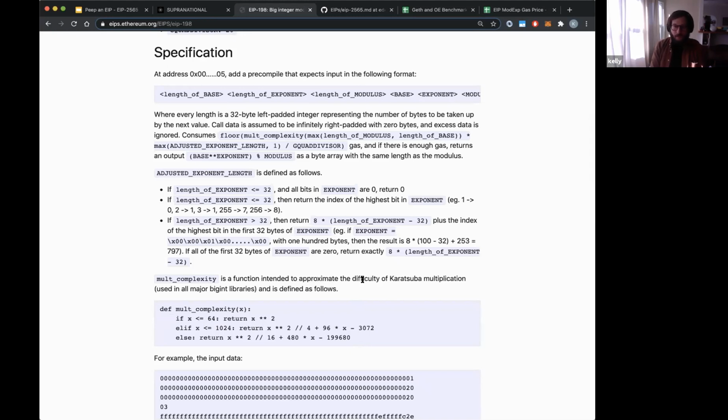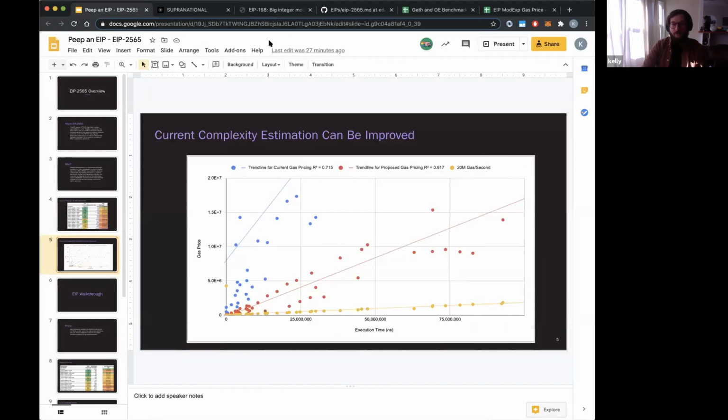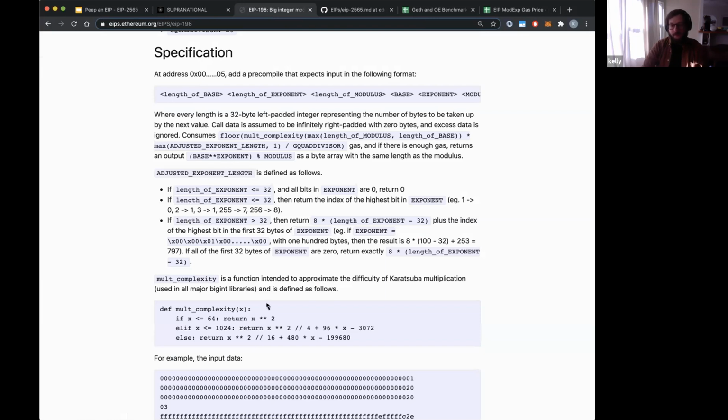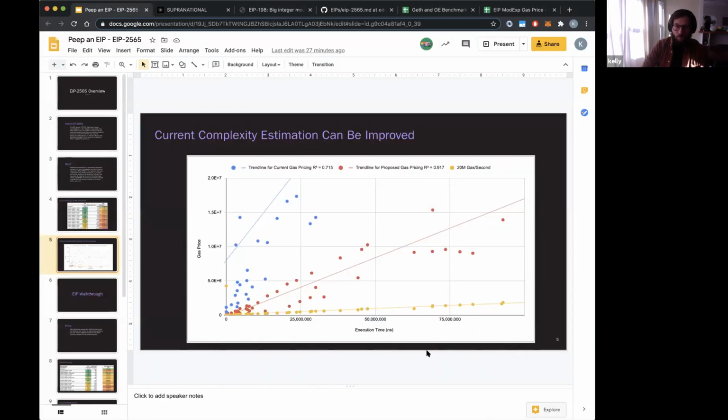Well, what we found is that over time, more and more of these libraries have actually evolved to use a more efficient function. And so what we were able to do is, rather than using this formula that Vitalik had described here that represents Karatsuba multiplication, we were able to modify this formula to better represent the algorithms that are actually being used today. And what we did here is we ultimately took these test vectors that are already part of the precompile, and we priced them with the old pricing formula, and we priced them with the new formula.